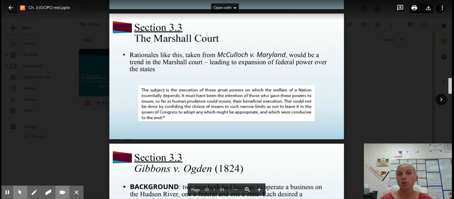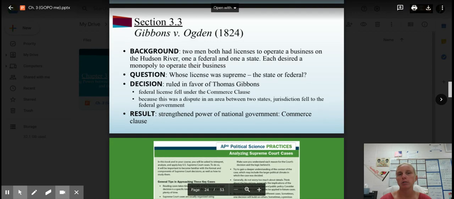This was John Marshall who was in charge of this court, and during his court, he did this, and it would give the national government more power, not only with this first use of the supremacy clause, but also with this next case, Gibbons versus Ogden, which is similar. Basically, two men had a license to operate business on the Hudson River, one from New Jersey, one from New York, and they were arguing over who had the power over it because the Hudson River splits New York and New Jersey. So they took it to the court, and the court ruled in favor of Thomas Gibbons because they said the federal license is more important than a state license.